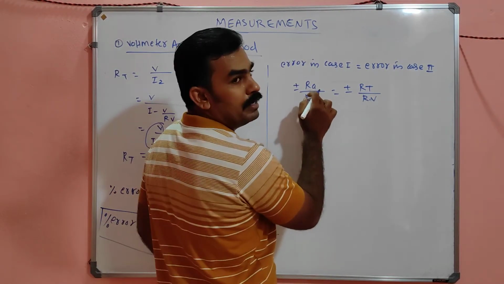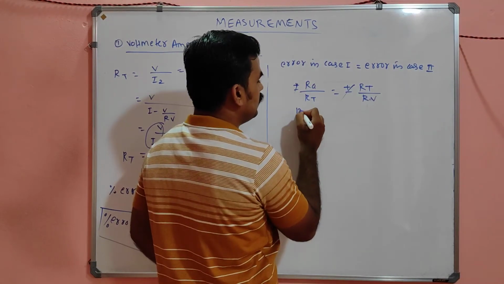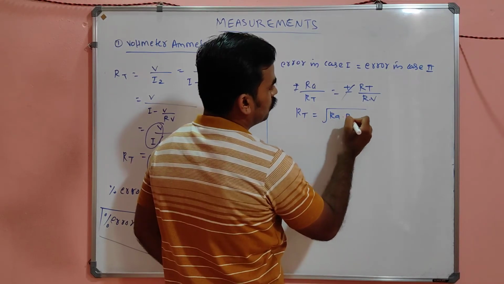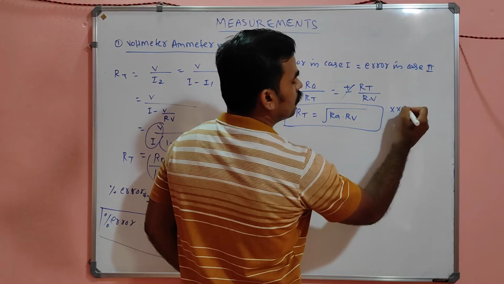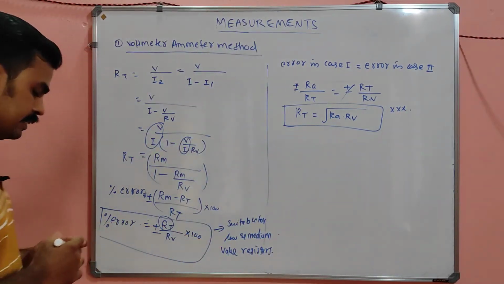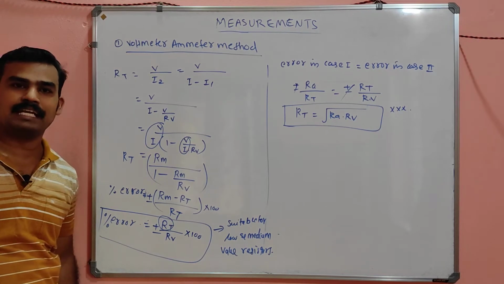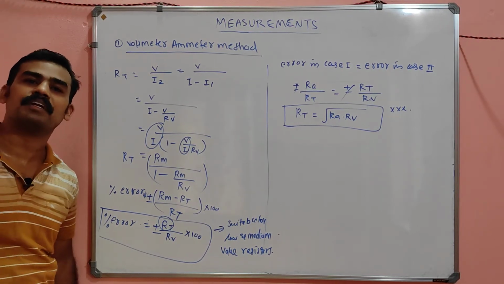Correct? Where RA is the ammeter resistance, RV is the voltmeter resistance, which means plus or minus will cancel. RT will be equal to root of RA into RV. Very, very important relation. RT is equal to root of RA into RV, the true value of resistance by using the voltmeter-ammeter method.